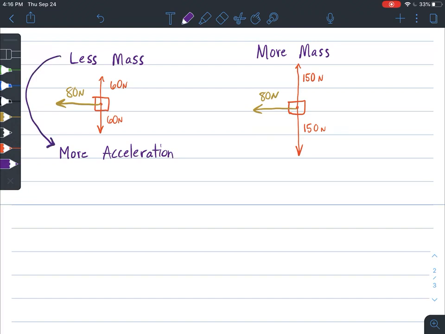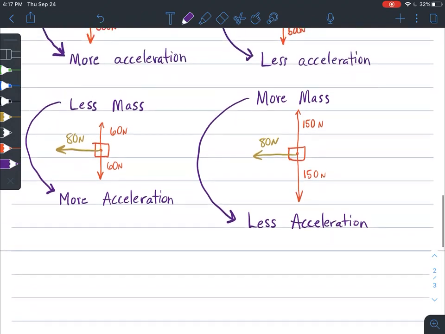If something has more mass and you apply the same amount of force as we did before, it'd be way harder to move it. And so we would say that this has less acceleration. So if one person was trying to hit a baseball and a softball, and they applied the same force to both of them, the softball is not going to travel as far because it is heavier, or it has more mass than a baseball does.